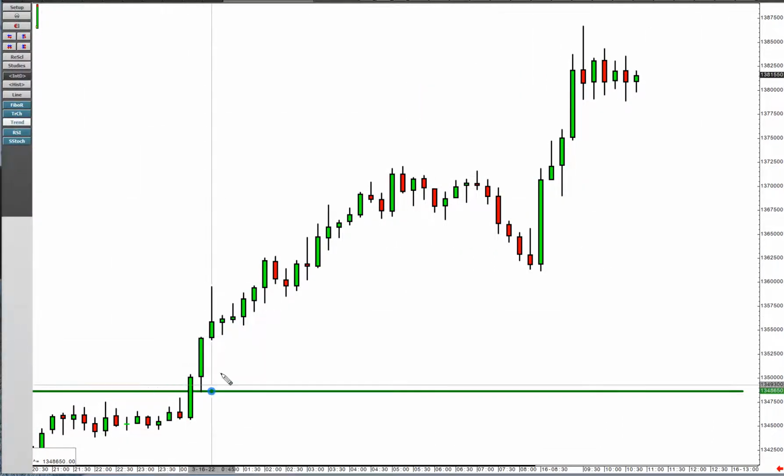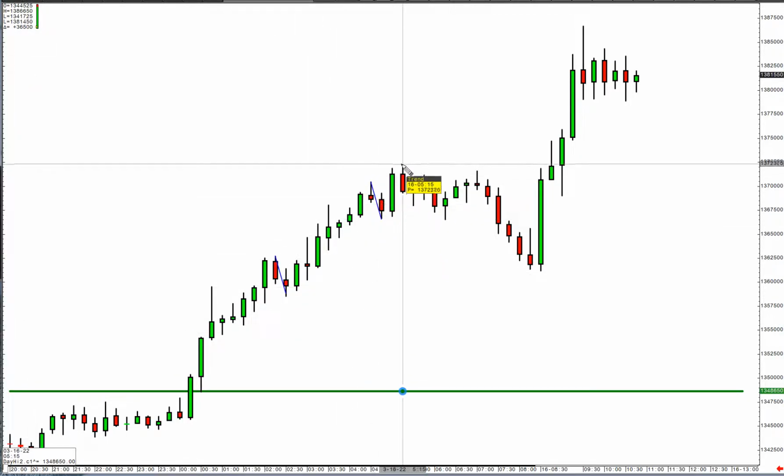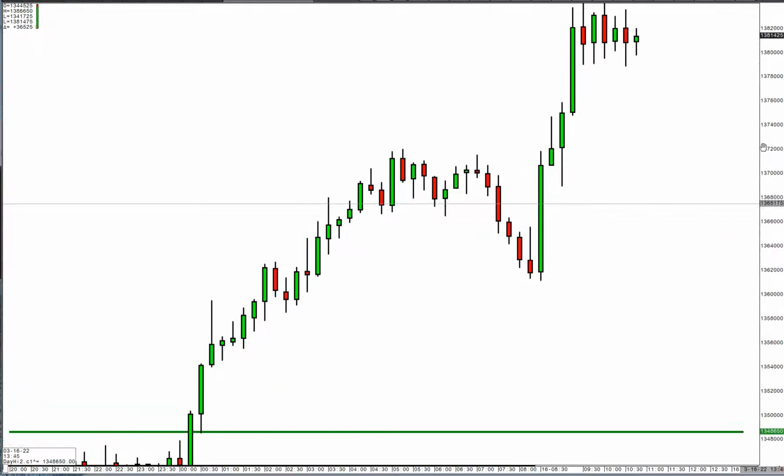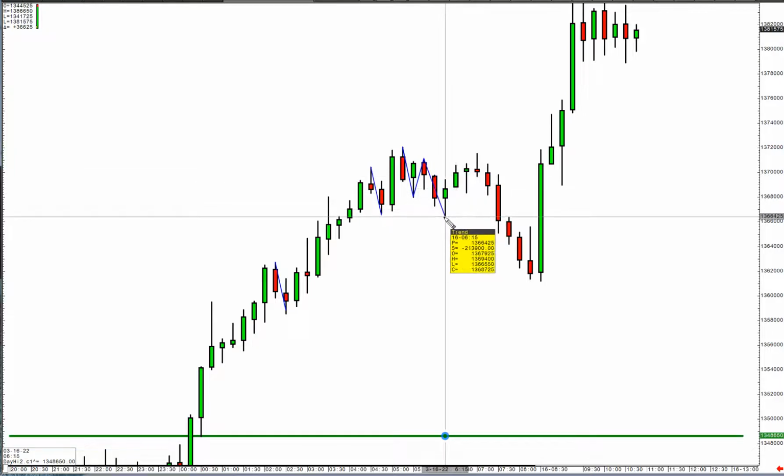We had the same kind of move with only one-legged pullbacks. And this was our first two-legged pullback. And you could have mistaken this for the entire two-legged pullback, ending at 615.